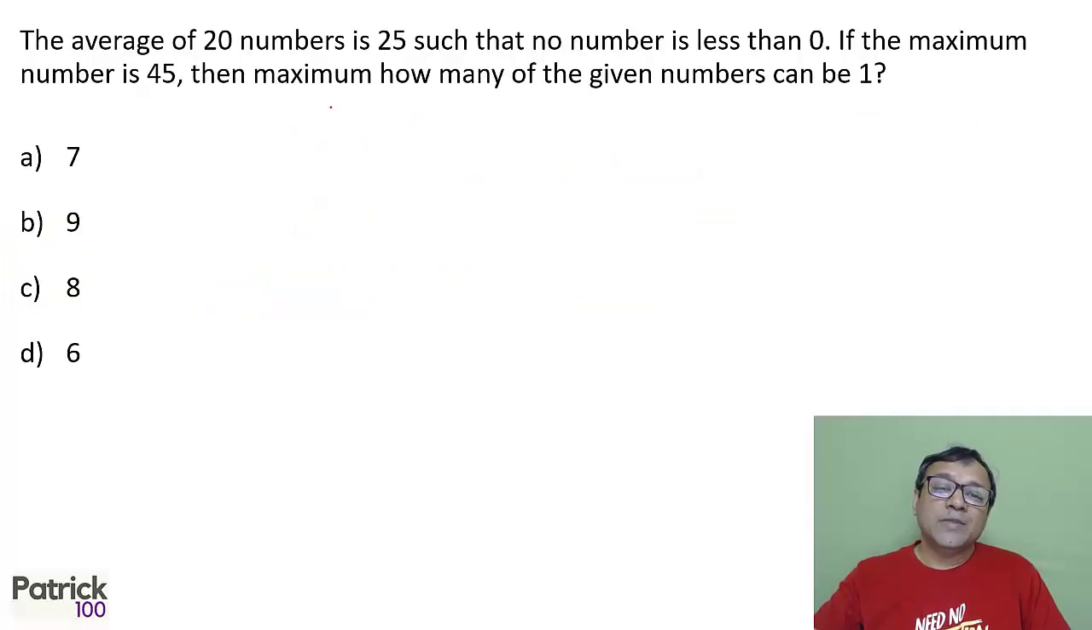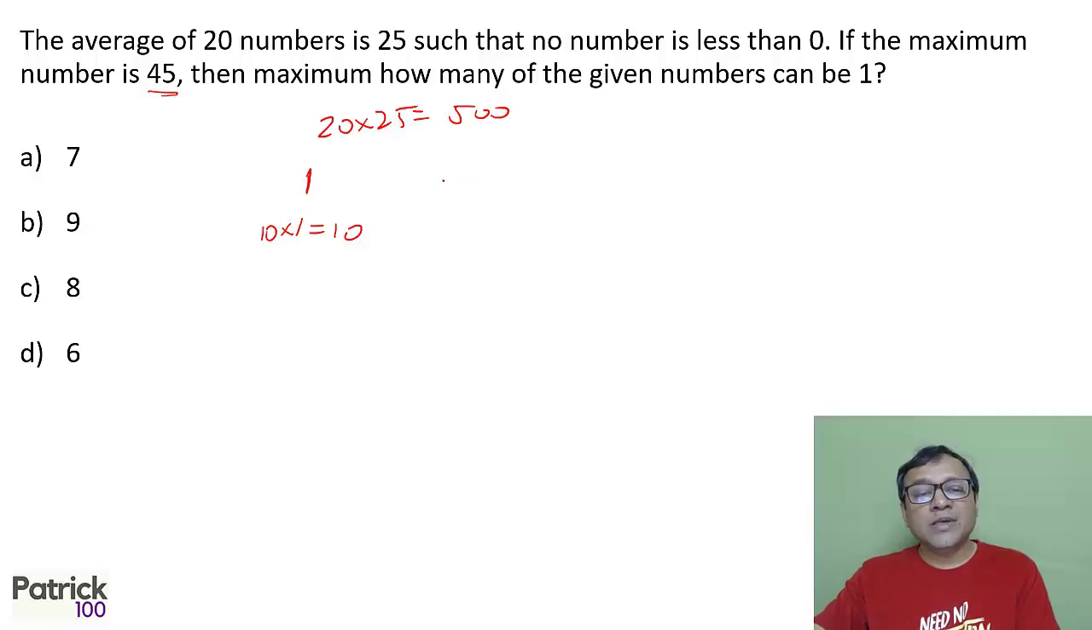The average of 20 numbers is 25. So the total will be 20 into 25, which is 500. No number is less than 0. The maximum number is 45. What is the maximum number of the given numbers that can be 1? Let's say 10 numbers are 1. So 10 into 1 is 10. And if I take the remaining 10 numbers as 45, then 10 into 45 is 450. The total comes to 460, but I want 500.